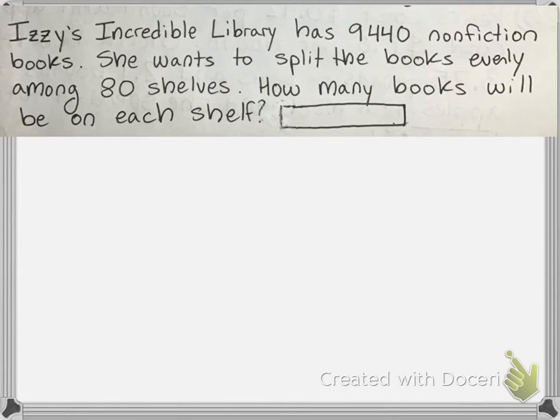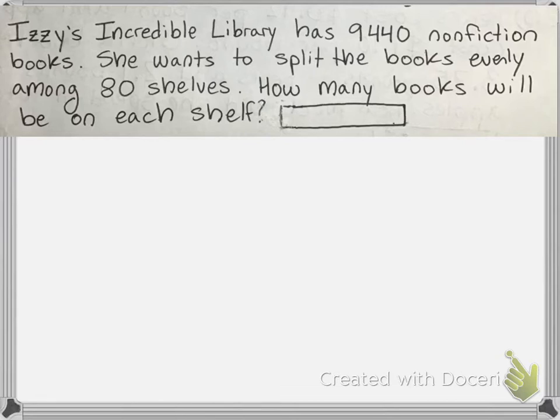Izzy's incredible library has 9,440 nonfiction books. She wants to split the books evenly among 80 shelves. How many books will be on each shelf? So how many books will be on each shelf?